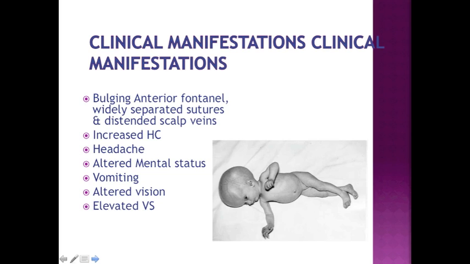In an older child, they will have altered vision. They will report to you that things look kind of blurry and double to them. Usually what they have is diplopia. And then the vital signs themselves may also be elevated: blood pressure, heart rate, and respiratory rate.